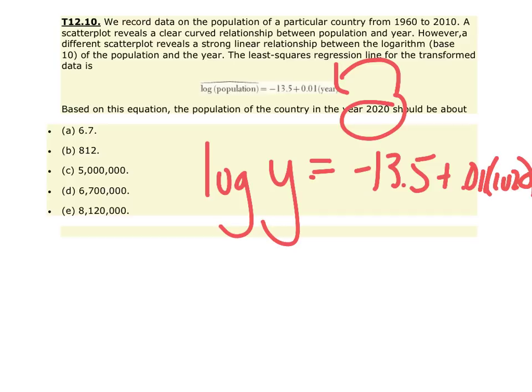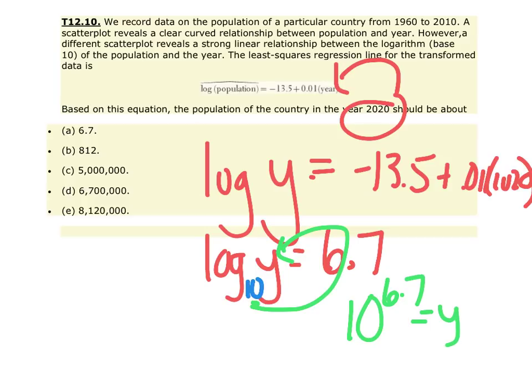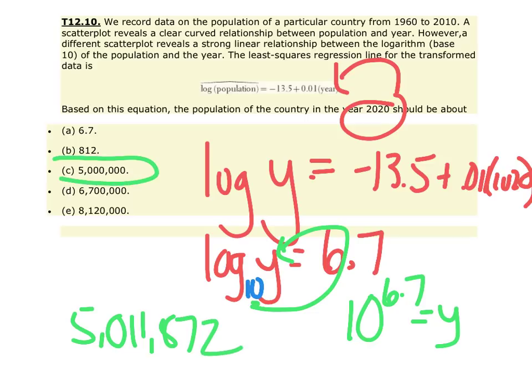If we simplify the side, again, we're going to have log of y, or population. The number here is going to be 6.7. Remember, for your bases, this is log base 10, so just solve it. We're going to do 10 to this power equals y. So 10 to the 6.7 power equals y. In this case, the population is going to be about 5,011,872. So the best answer here is going to be letter C.